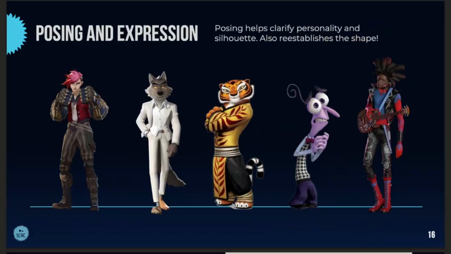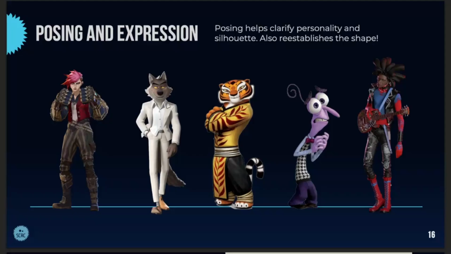And posing and expression. Posing is very important, especially when you reach that final design refinement and final rendering stage, because posing helps clarify the shape language of your character, adds personality to the character design, and helps clarify silhouette as well. Another important note when posing your characters is to make sure your limbs are separated from your body. The more realistic the character is, sometimes the posing isn't too exaggerated, like with Vi. But with more simplified characters like Fear, the posing is very exaggerated, with the slouched pose.